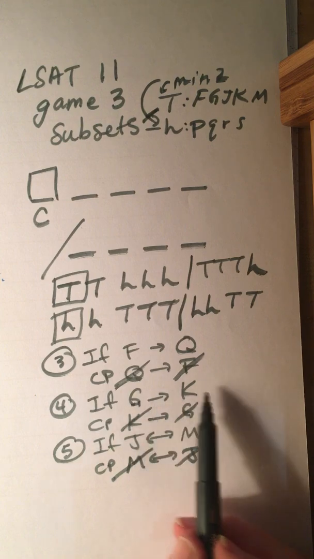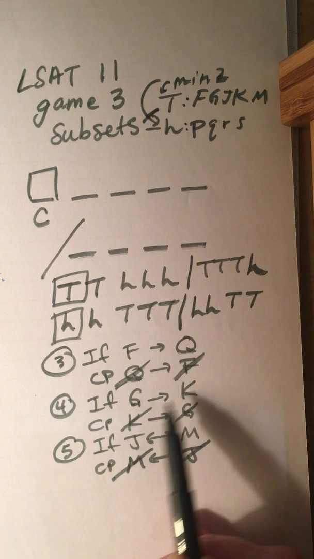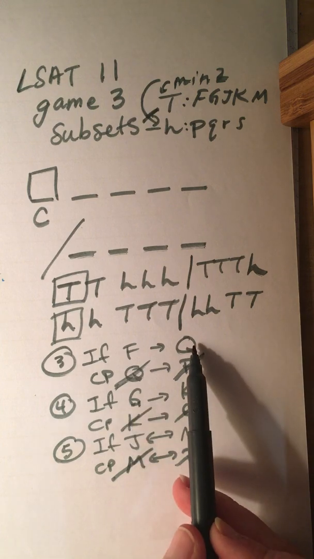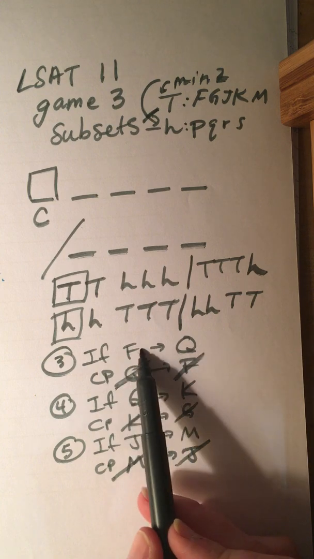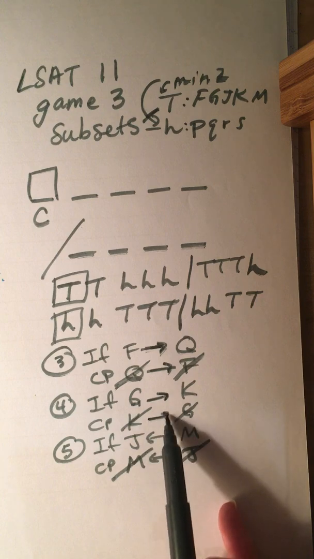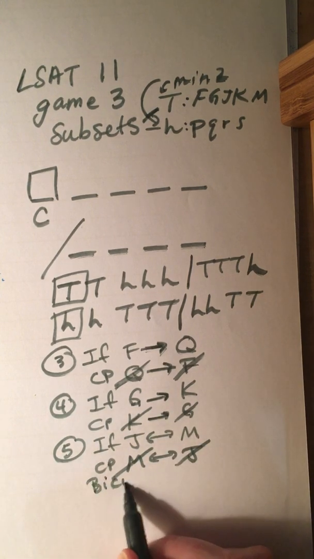So that doesn't work the same way with these other rules, right? So if I know that K is in, I don't necessarily know G is also in. If I know Q is in, I don't necessarily know that F is in, right? So we always want to follow the direction of the arrow. But in this case, the arrow goes both ways, and that's a biconditional.